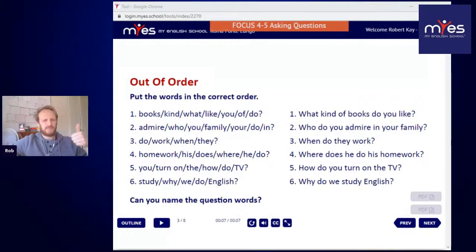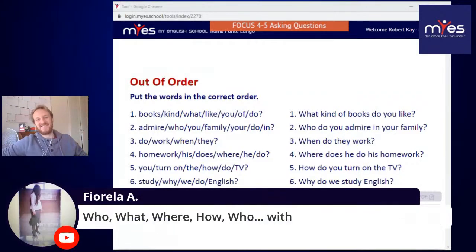What else do you think? There are lots of different question words. Can you tell me more? More question words. Who, what, when, where, how. Yeah, great. Fiorella, lovely. Who, what, where. Exactly. Why? Why? Yeah, definitely.